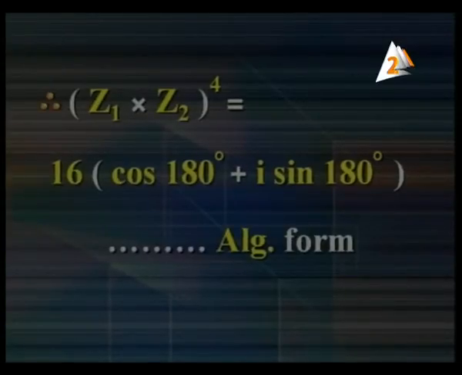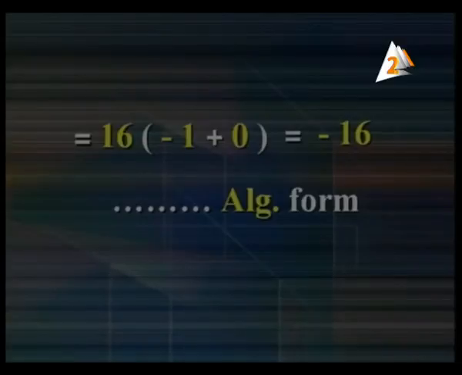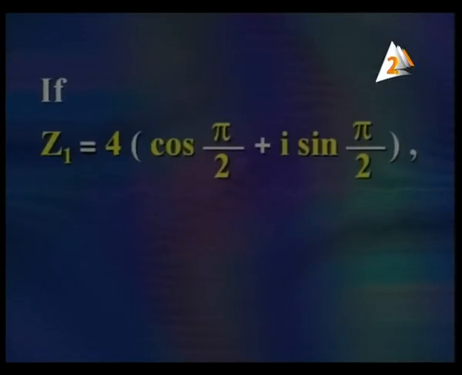Therefore, z1 times z2, all to the power 4, becomes 16 times cosine 180 plus i sine 180. This is the trigonometric form. In algebraic form, 16 times negative 1 plus 0 equals negative 16. This is the algebraic form. Dear student, look at another example.